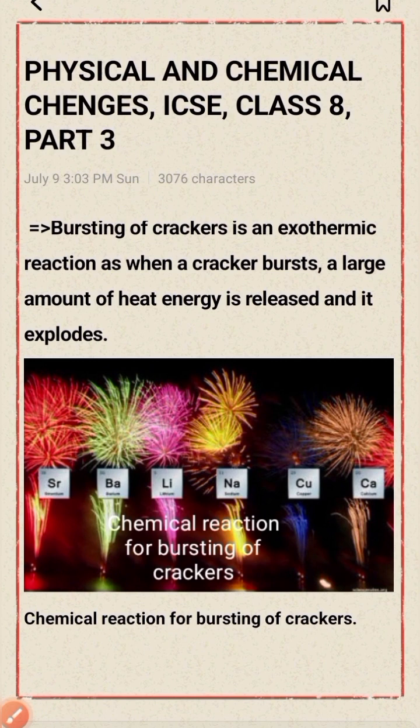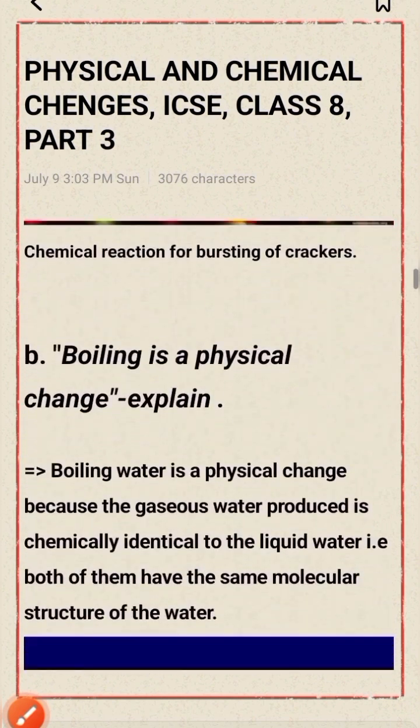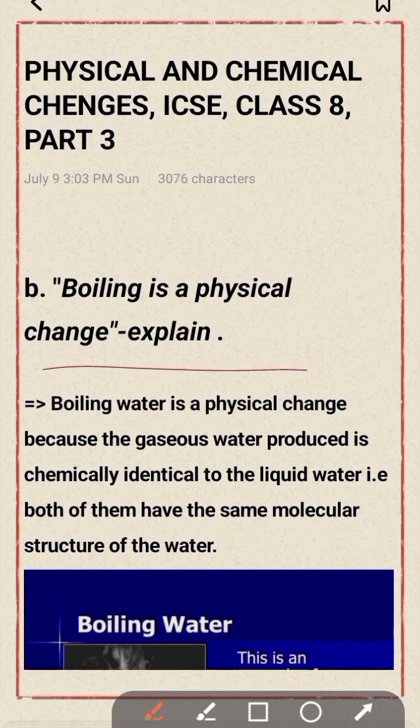Okay, that is the chemical reaction for the bursting of a cracker. Okay, next question. Boiling is a physical change. Explain. Boiling water is a physical change because the gaseous water produced is chemically identical to the liquid water. That is, both of them have the same molecular structure of water.